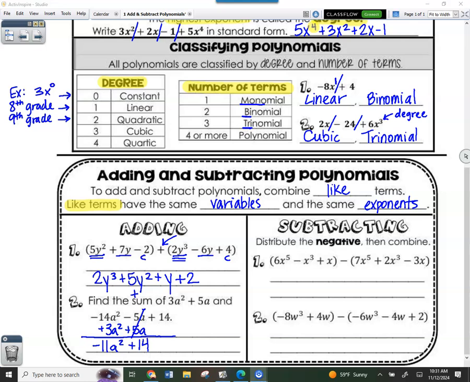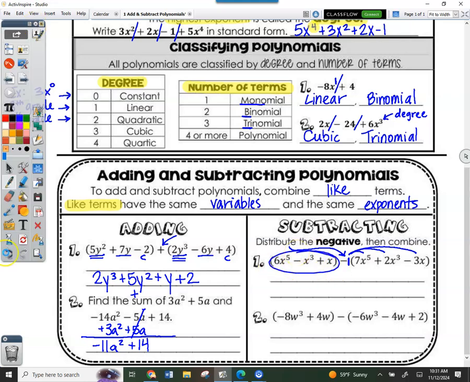Alright. Subtracting. Same concept, you just have to be careful with that negative if it is right in front of a set of parentheses. So where it says distribute the negative, they're talking about right here. Notice this is an understood -1 that is multiplying to everything after it. So we have to account for that first. Does that change anything up here? No. Not at all. So I'm just going to bring this down unchanged.